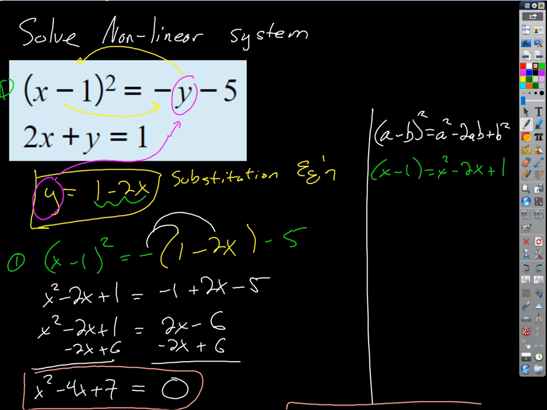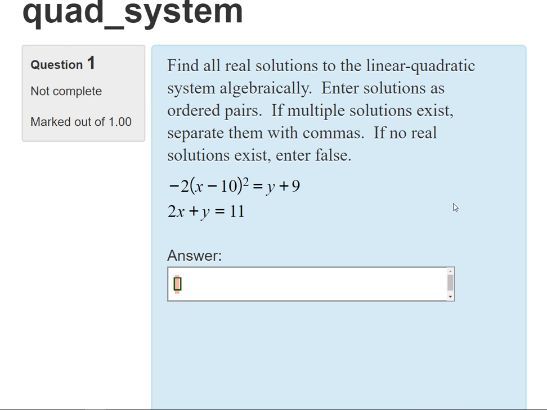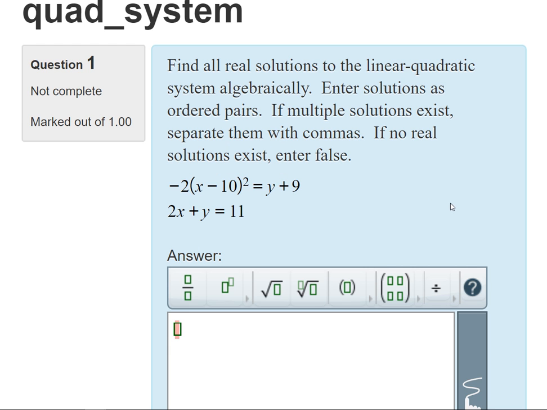Okay. Let's pick one that works about. Okay. Well, I'm picking a hard one for you. Holy smokes. You guys are up to it, though. I know you are.